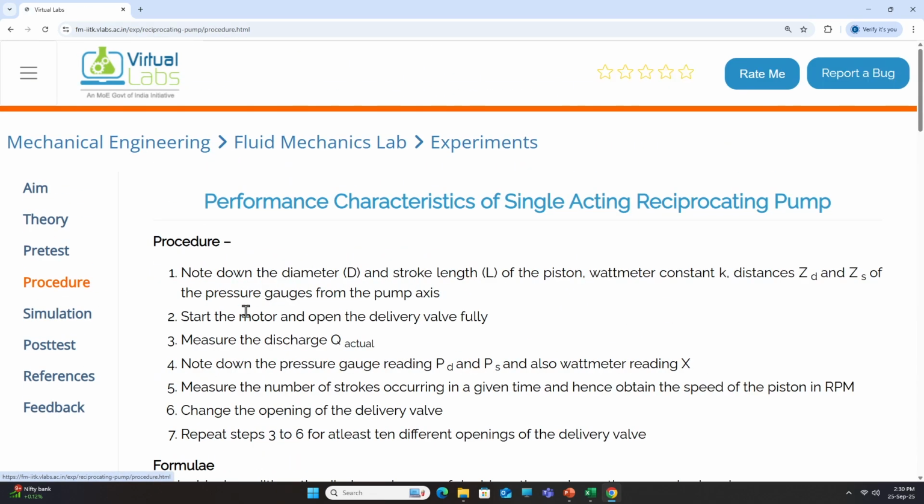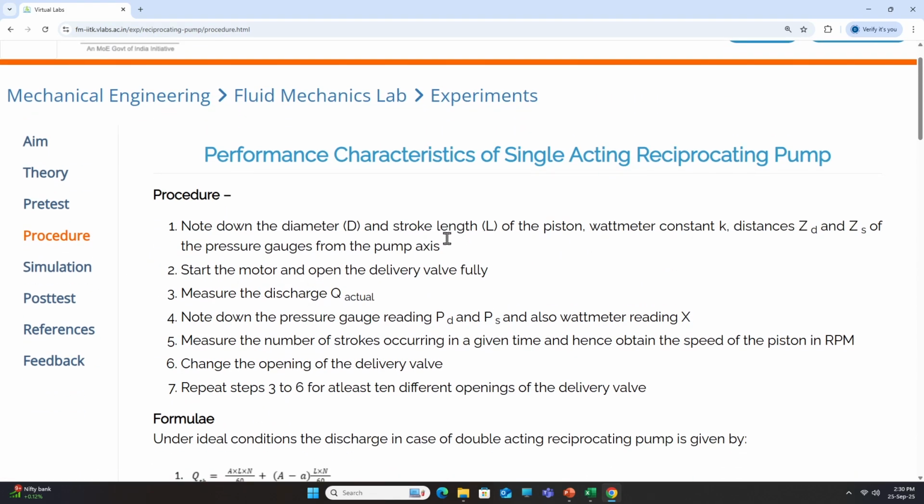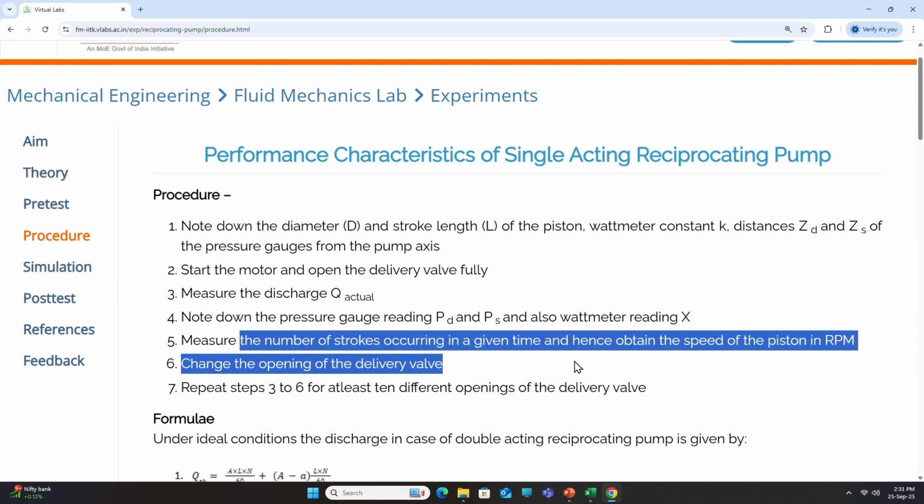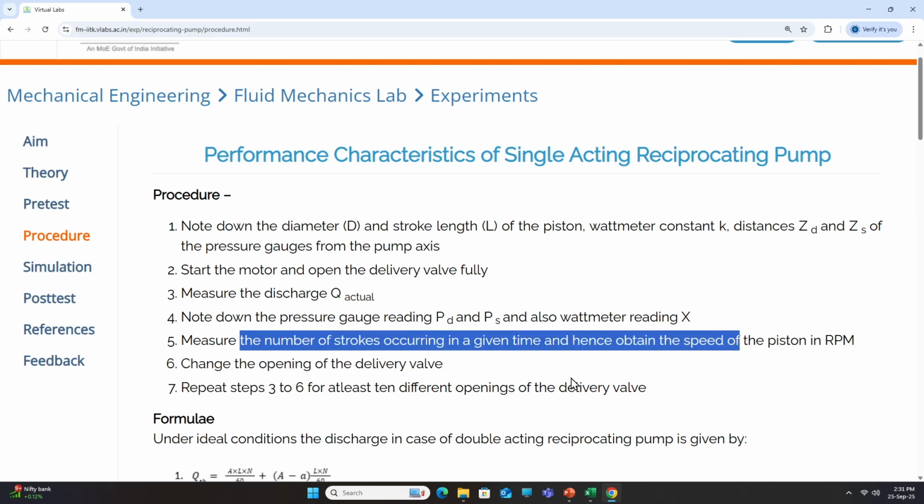Now, let me come to the procedure. They say note down the diameter and stroke length of the piston, water meter constant K, distances Z, D and ZS of the pressure gauges from the pump axis. Start the motor and open the delivery valve fully. Measure the discharge Q actual, note down the pressure gauge readings, that is PD and PS, for delivery end and for the suction, and also watt meter reading X. Measure the number of strokes occurring in a given time and hence obtain speed of the piston in RPM.